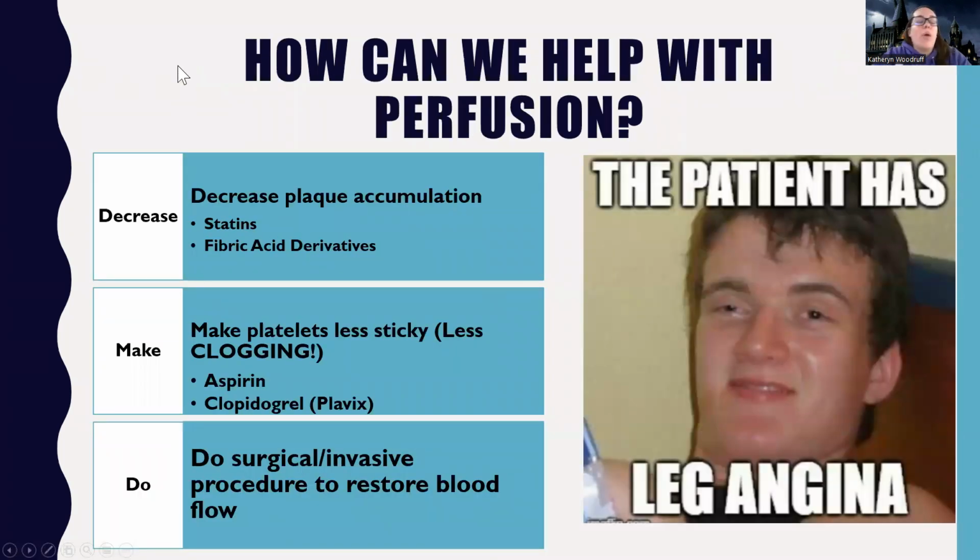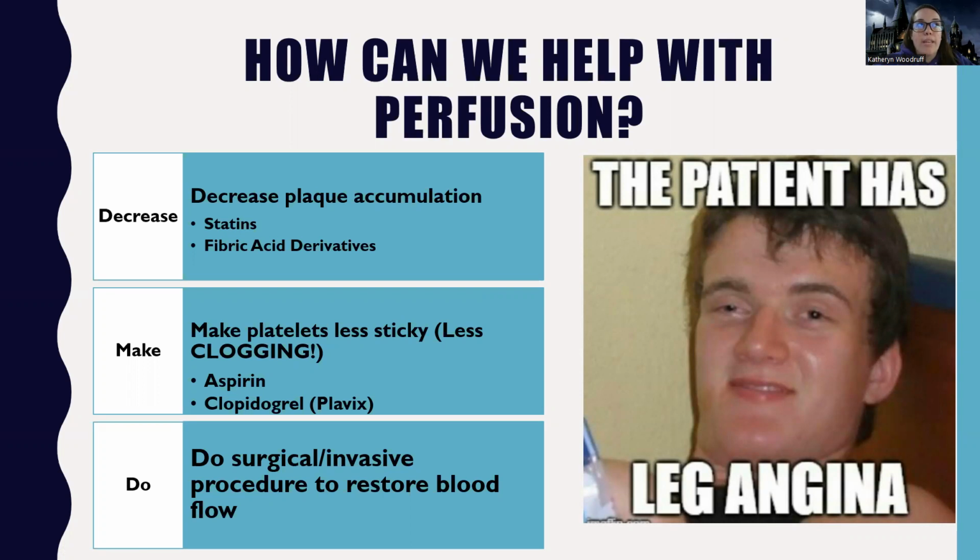So what can we do to help with perfusion? We definitely want to start, especially if plaque, because I said plaque is one of the main causes of peripheral artery disease. We want to decrease that plaque accumulation. So we give medications like statins, which we'll talk about when we get to coronary artery disease. There's also fibric acid derivatives, which are another cholesterol lowering medication, which again, we'll talk about when we get to coronary artery disease. We also want to make the platelets less sticky.